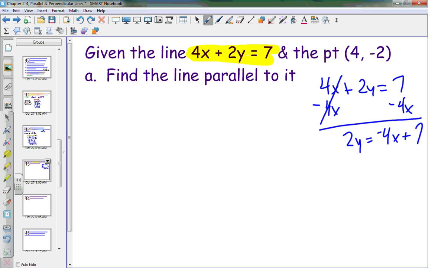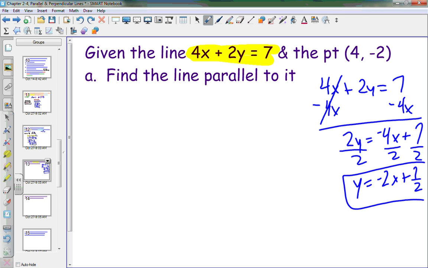I'm going to divide each and every term by 2. So y is equal to negative 2x plus 7 over 2. Okay, why is this helpful for me? What do I need out of that? I need the slope. So my slope is negative 2, is it not?